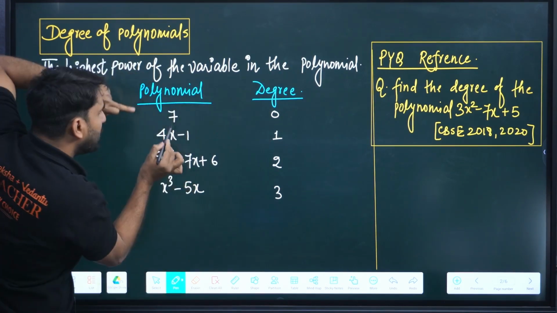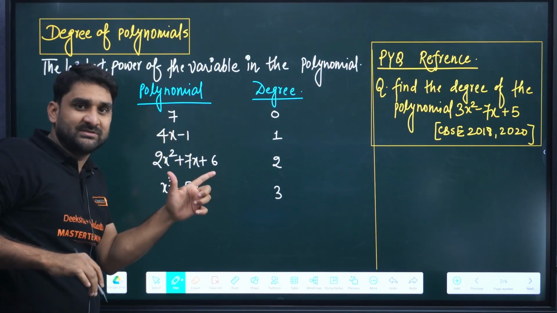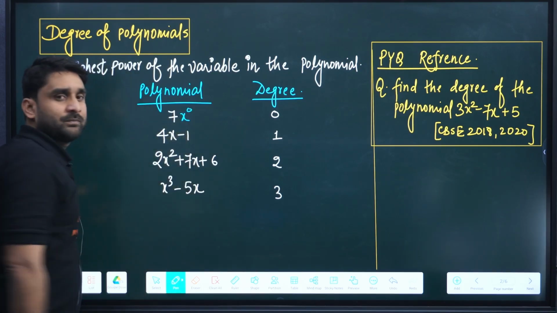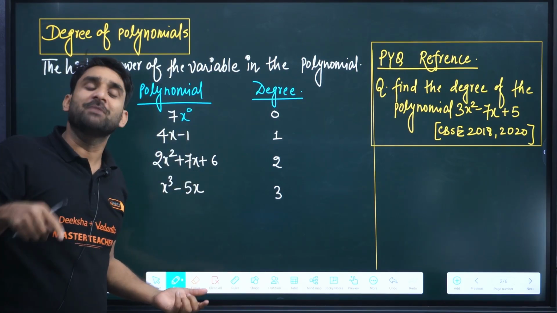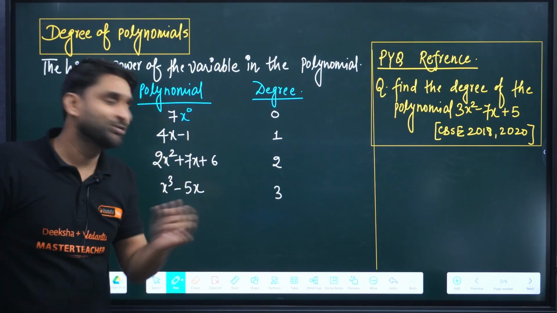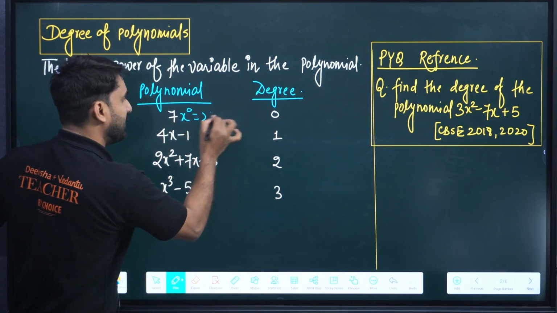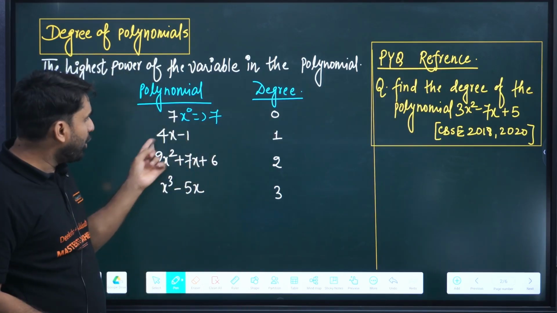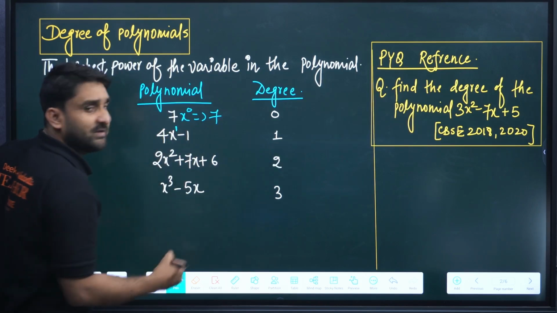My dear, look, here in the first example, only a number is there, no variable is there. So you can imagine the variable is not there because the power might be 0. If I write x to the power 0, it means 1. So 7x to the power 0 can also be written as only 7. It implies the degree is 0. Now if we talk about 4x minus 1, this is the variable and the power is 1, which is called the degree.